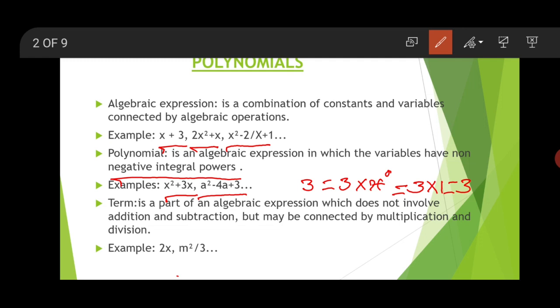Next, let us see term. A term is a part of an algebraic expression which does not involve addition and subtraction, but it may be connected by multiplication and division. I will show two examples here. Term 2x. See, variable x is multiplied with the 2, so it is 2x. It is also a term. M square divided by 3. M square variable is divided by 3, so it is a term.